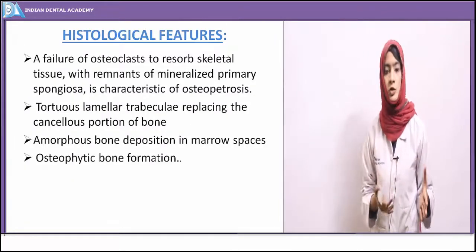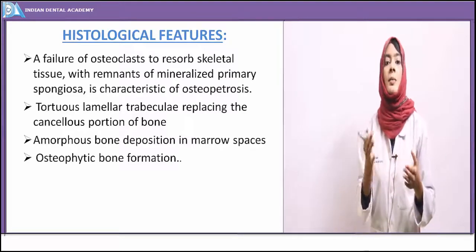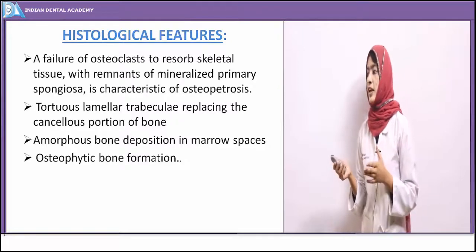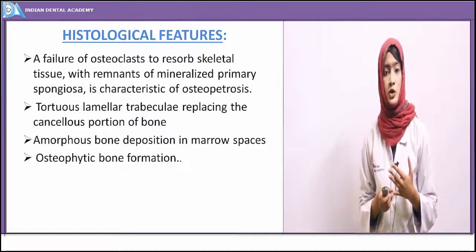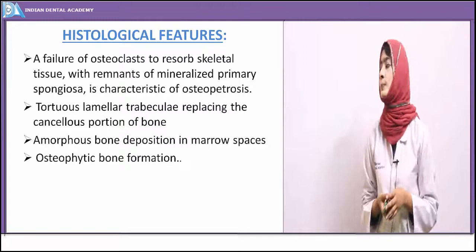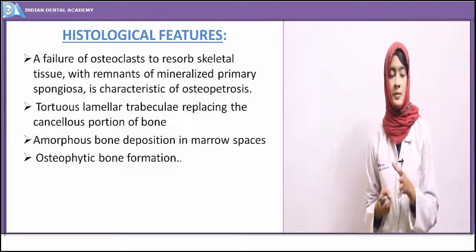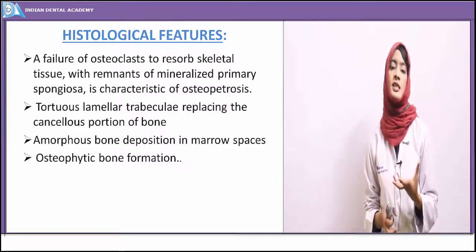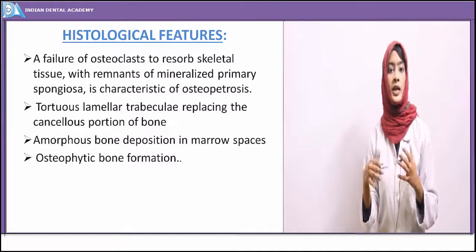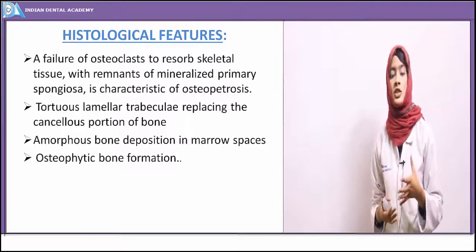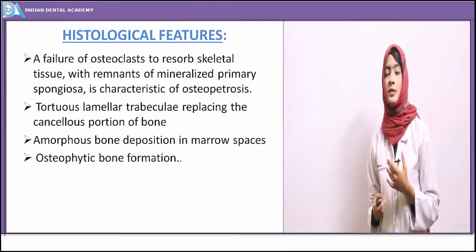Microscopically, there is presence of both osteoblasts and osteoclasts, but the osteoclasts fail to resorb the skeletal tissue. There are remnants of mineralized primary spongiosa, that is, immature spongy bone, and there is amorphous bone deposition in various places. There is increased presence of osteoblasts, which may show multiple nuclei, showing increased bone deposition or increased osteoid formation. There is osteophytic bone formation.